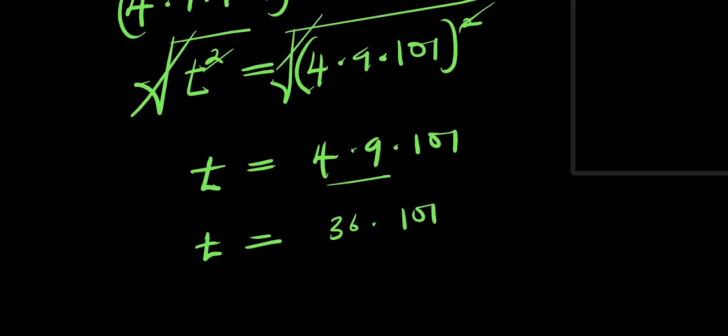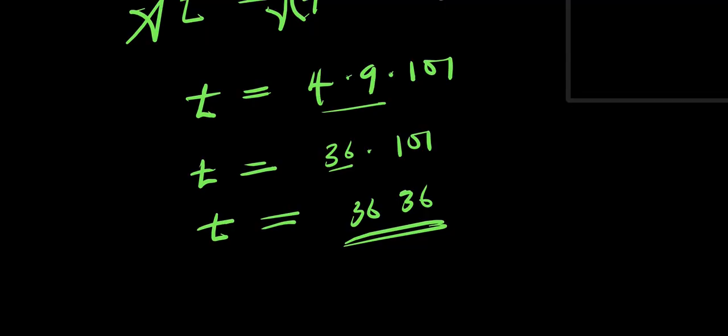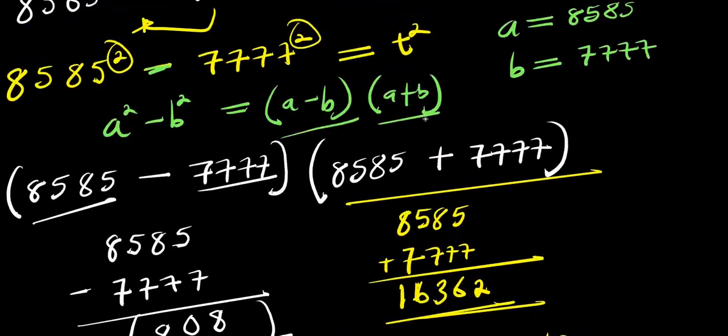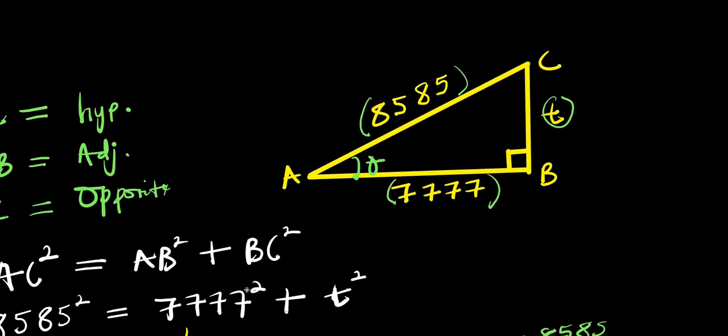So what are you going to have? If you multiply it out, 36 times 1 is 36. 36 times 0 is 0. 36 times 1 again, you have 36. So you have 3636. Are you seeing it? So your T is 3636. So finally, we have T equals 3636 units. So that means if you come over here, this T here equals 3636. So that is it.